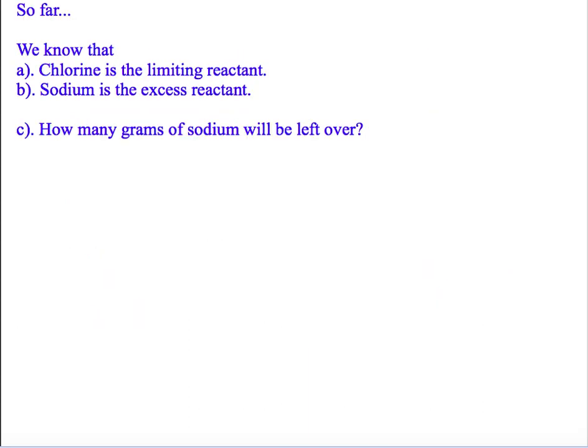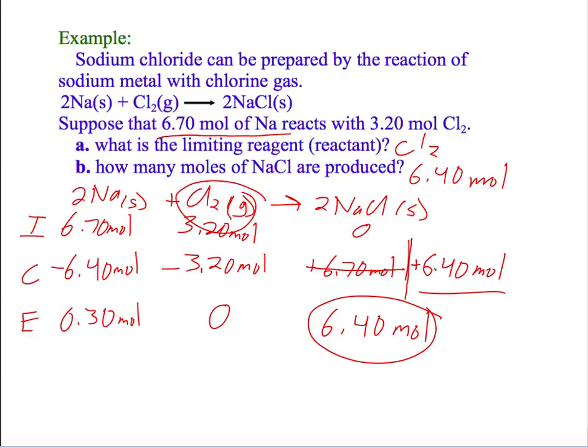Okay, next slide. Same question. We know that we have 2Na, a solid, plus Cl2, a gas, yields 2NaCl, a solid. So we know chlorine is the limiting reactant, sodium is excess. How many grams of sodium will be left over? So on the last slide, we had sodium. We had 6.70 moles to start. We subtracted 6.40. We ended up with 0.30 moles left.